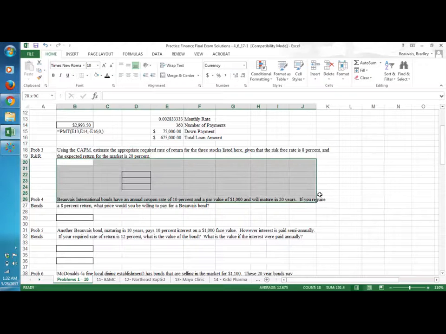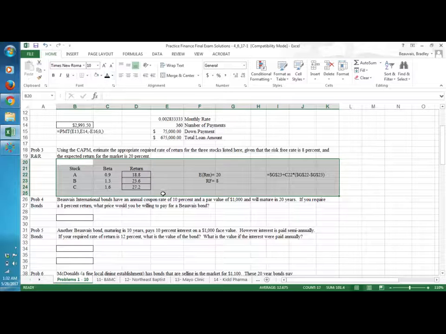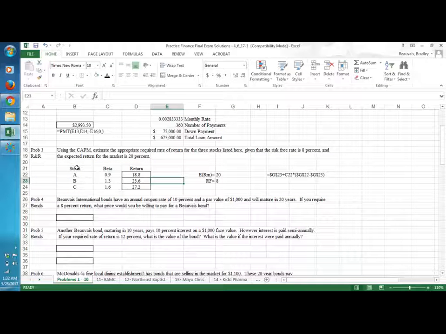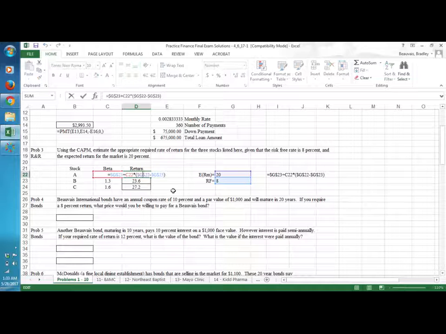As we unhide our content here, we can see that we have 3 different stocks, A, B, and C. We have a beta coefficient that's given to us here, and we have to come up with our expected required rate of return. In this case, over to the side here, I've put my expected rate of return on the market of 20% as given in the problem, and a risk-free rate of 8%, also as given in the problem. Okay, so quick calculation.